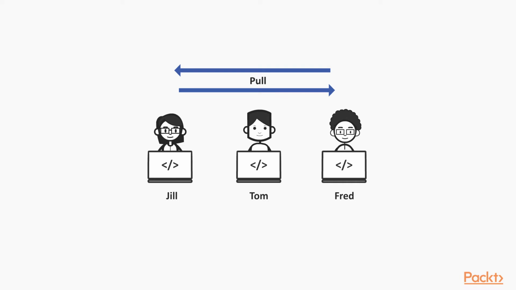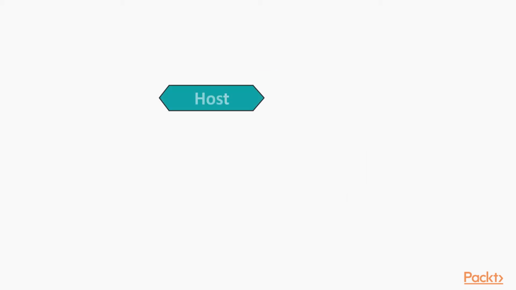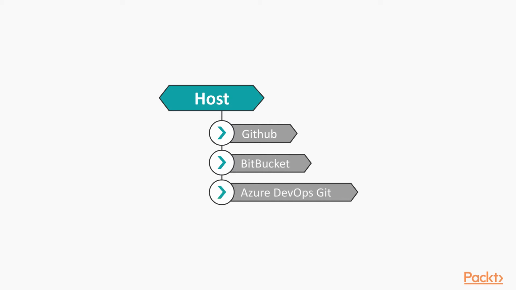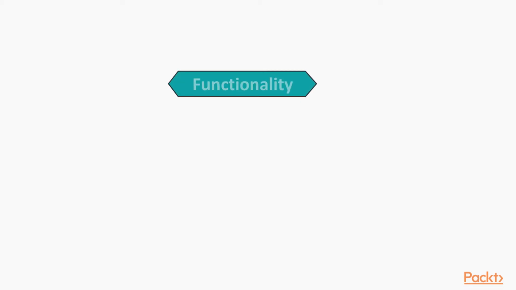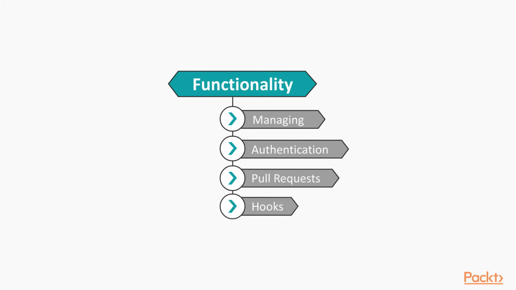If everything looks good, he can merge Jill's branch to the master branch and push the changes back to Tom's computer. Even though we use Tom's computer as the host, or as it is called in Git, the remote, this isn't typically done. Services such as GitHub, Bitbucket, and Azure DevOps Git are typically used as the host. They provide some additional functionality on top of Git, such as managing authentication, pull requests, hooks, etc.